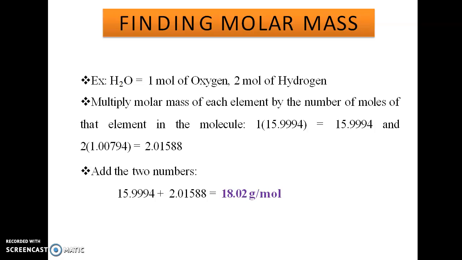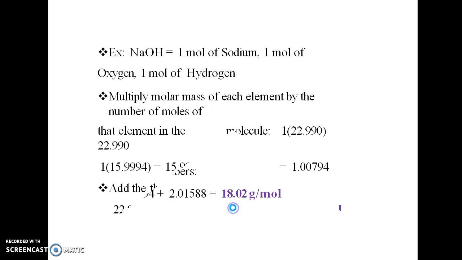Finding the molar mass, for example, we take water. For that, 1 mole of oxygen and 2 moles of hydrogen are present. Multiply the molar mass of each element by the number of moles of that element in the molecule. So 1 × 15.9 for oxygen and 2 × 1 for hydrogen, which comes out to be 2.015. Add these two numbers, you get 18.02 grams per mole.